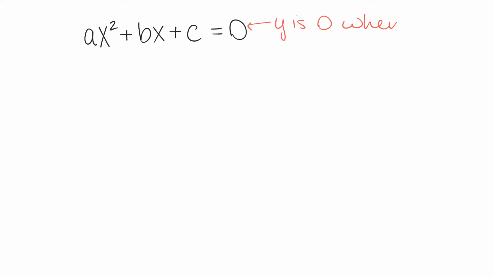Now, you do not need to memorize the quadratic formula. However, you do need to be able to use it. The quadratic formula only works when ax squared plus bx plus c equals 0. And remember, this is where y was, right? y is 0 when looking for x-intercepts. We replace the y with a 0 when we're looking for x-intercepts.